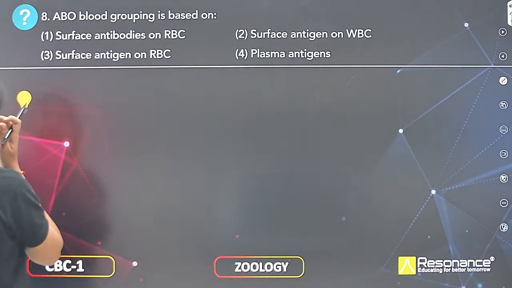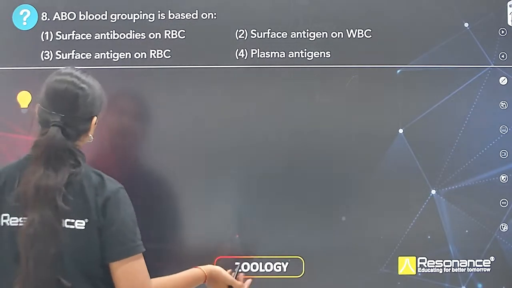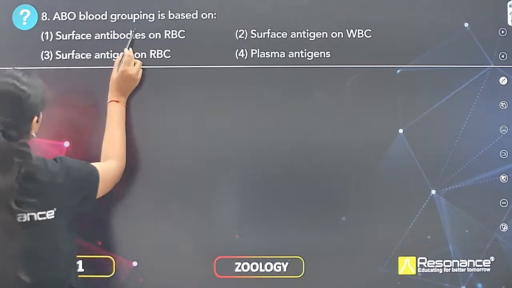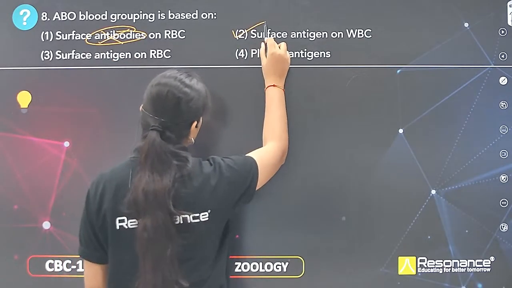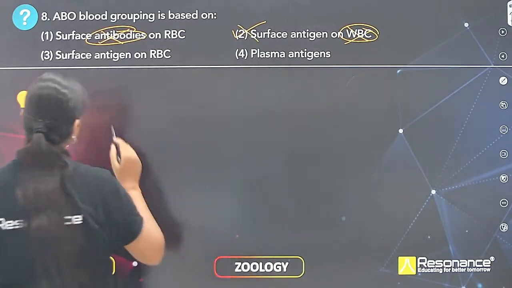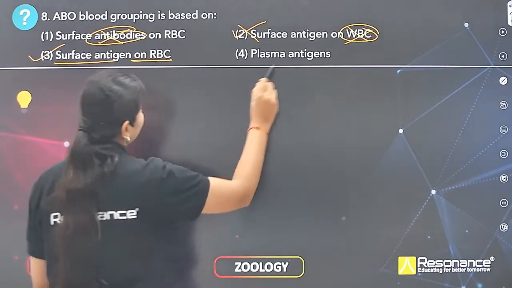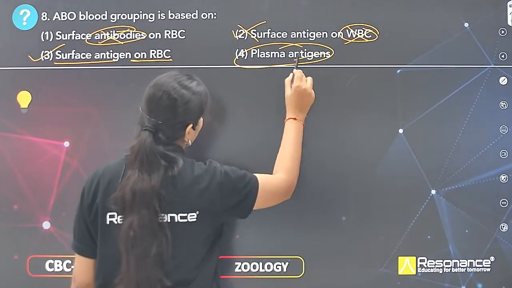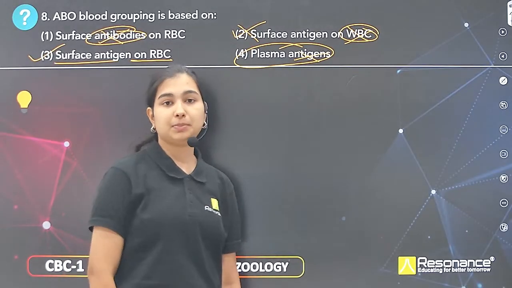Fine. Now here they are asking, ABO blood grouping is based on? Very, very easy question. It is not the surface antibodies. It is because of the surface antigens, but not on the WBC. It is because of the surface antigens present on the RBC. But it is not because of the plasma antigens. Antigens are not present there. Antibodies are present in the plasma.